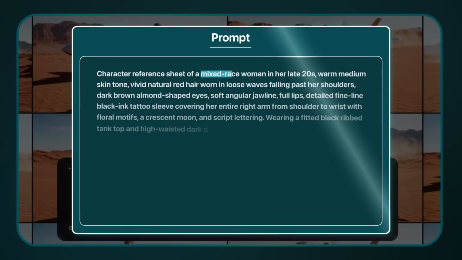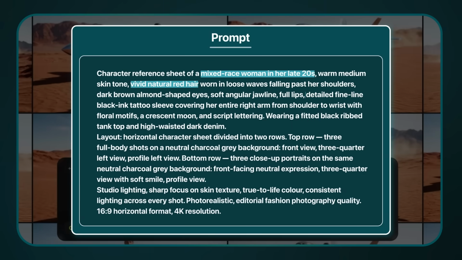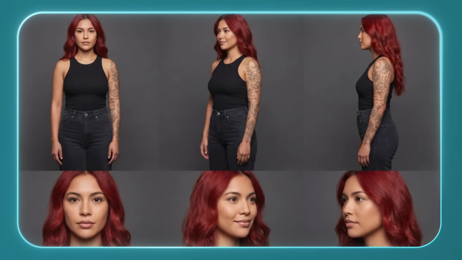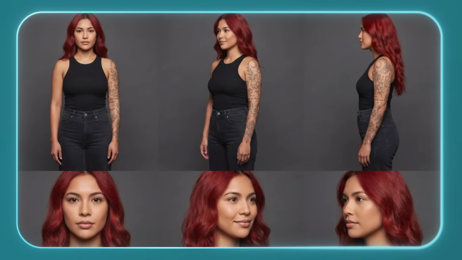We want a mixed race woman in her late 20s with vivid red hair and a fine line tattoo sleeve on her left arm. The layout is 2 rows of 3 shots each. The top row is full body variations in 3 different angles. The bottom row is close-up portraits, all on a neutral charcoal background with even studio lighting. And here's what we get back. 6 angles of the same person with the same features.